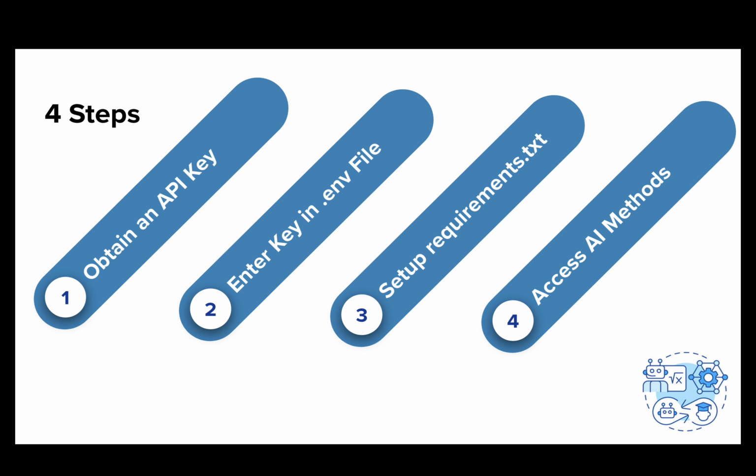Secondly, you'll have to enter that key in a .env file for Python. The third step will be to set up a requirements.txt file. And then the last step will be to access AI methods or function calls. And I'll show you an example of this.